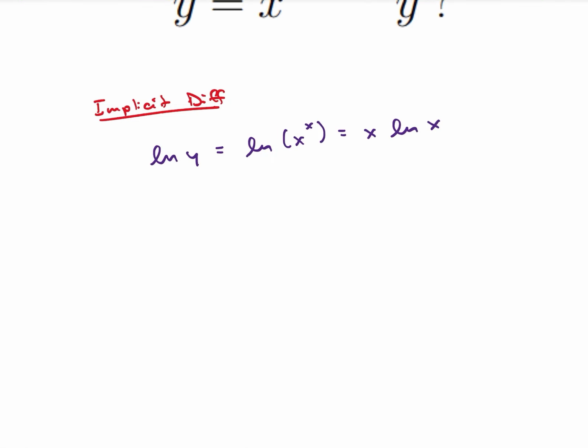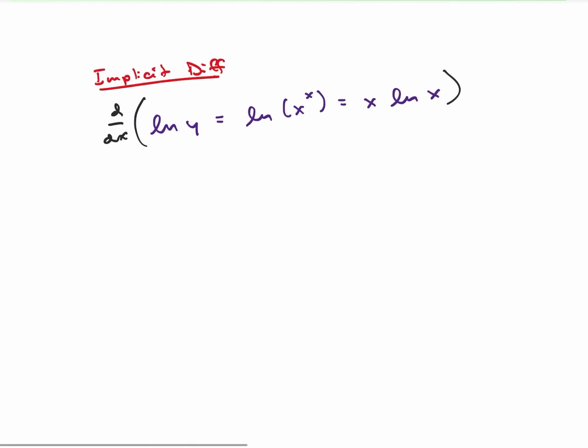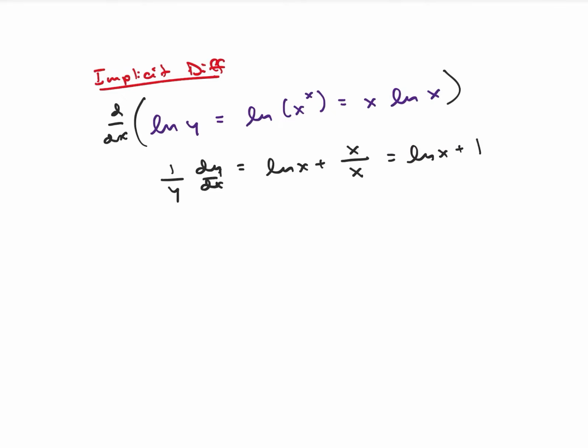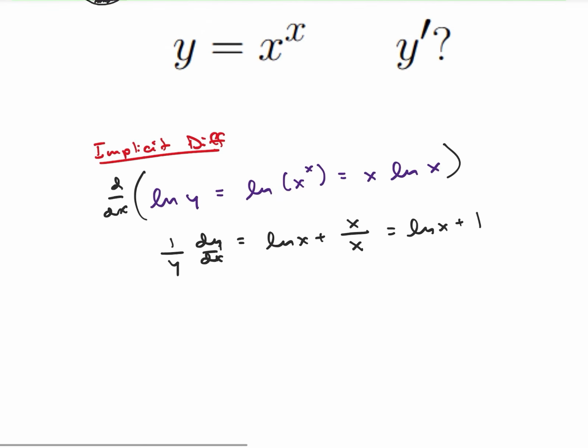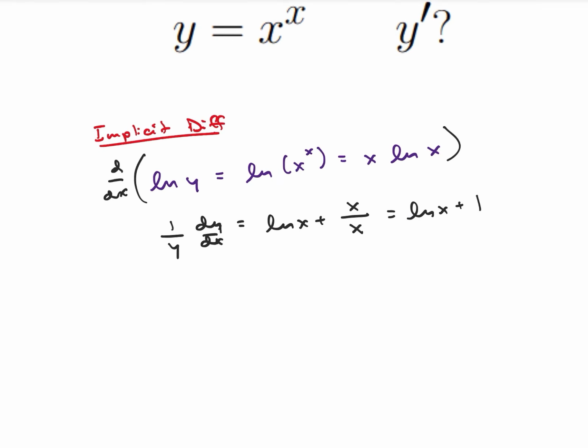So if I take the derivative with respect to x, then that's going to give me 1 over y dy dx is equal to ln of x plus x over x, which is just the natural log of x plus 1. All right, so if I rearrange this a little bit, I want to find out what the derivative of y with respect to x is.